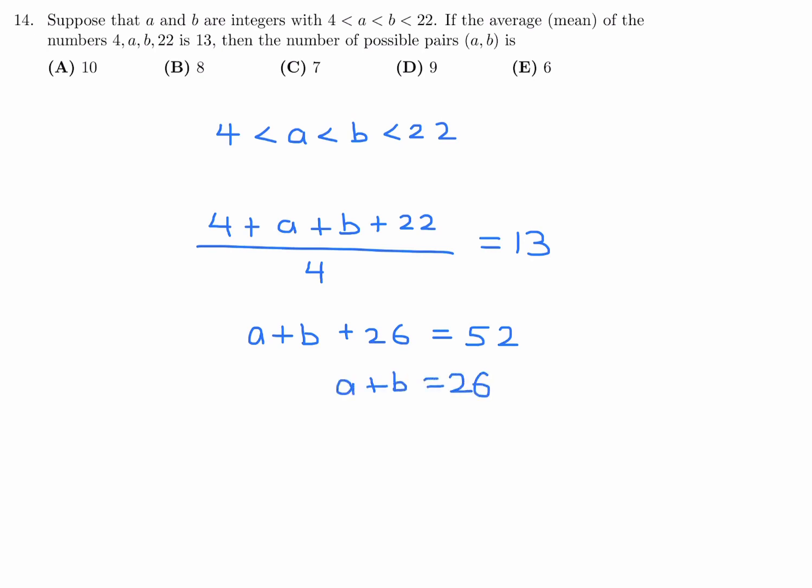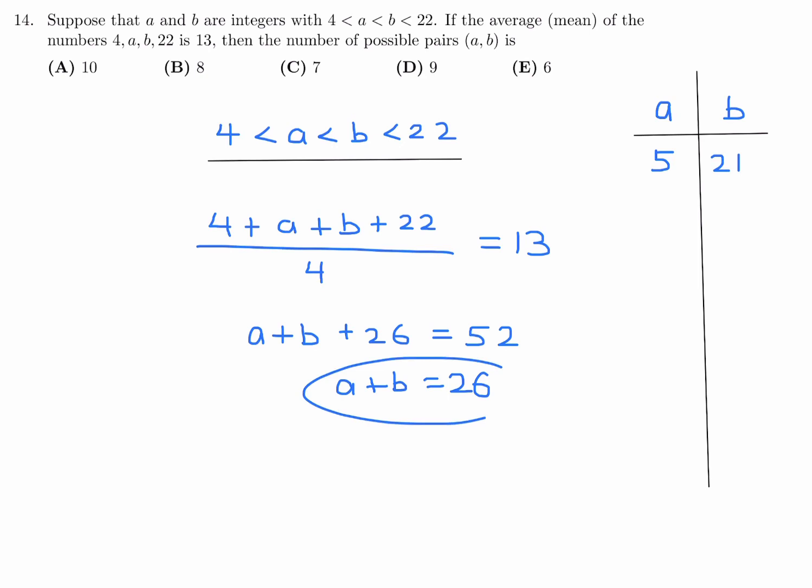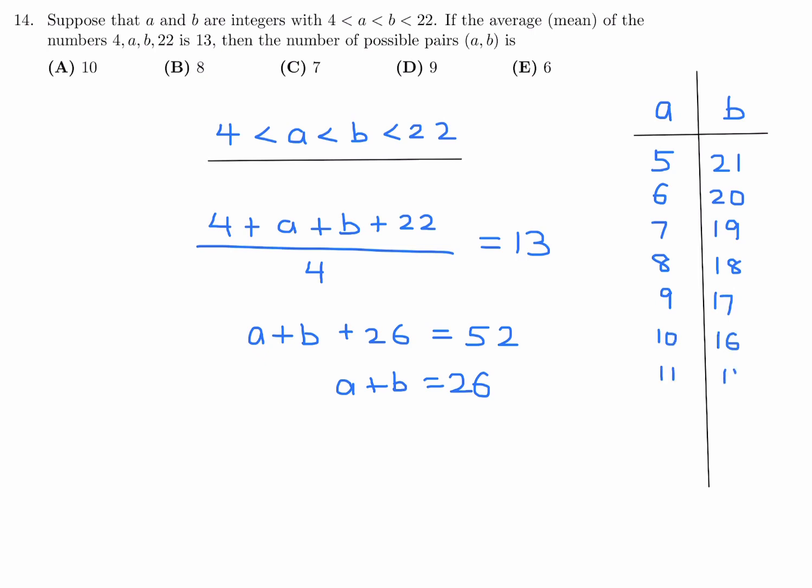So now we have to make a little table and try to figure out what possible values I can have for a and b, keeping in mind that we have to abide by that inequality. All right, well, this a's got to be greater than 4, and it is an integer, so the smallest it can be is 5. If a is 5, b is therefore 21, because a plus b is 26. And then you just keep going, 6 and 20, 7 and 19, and so on. 8 and 18, 9 and 17, 10 and 16, 11 and 15, 12 and 14, and then 13 and 13.